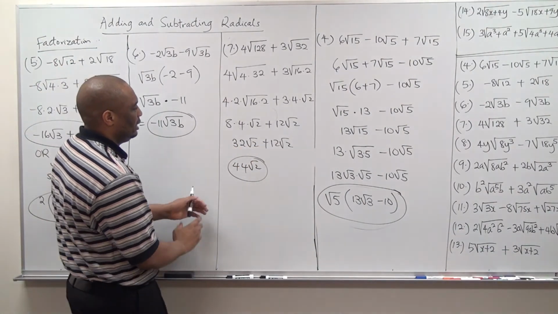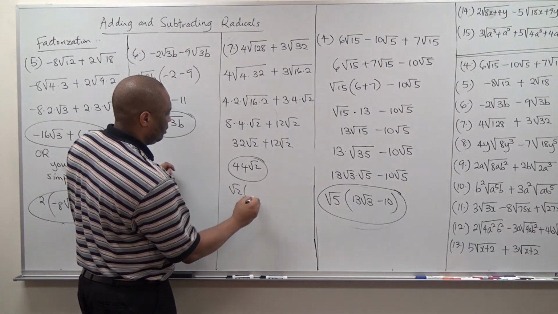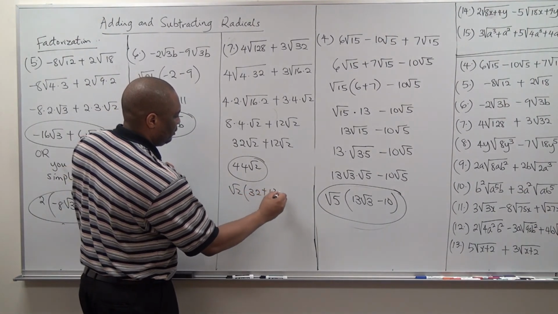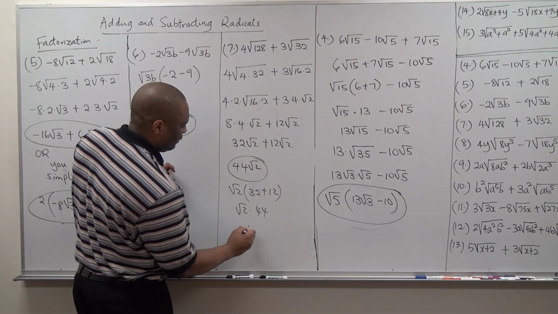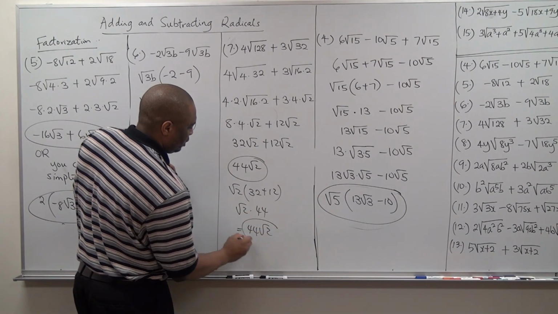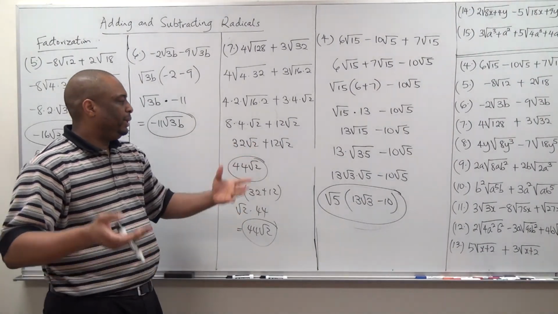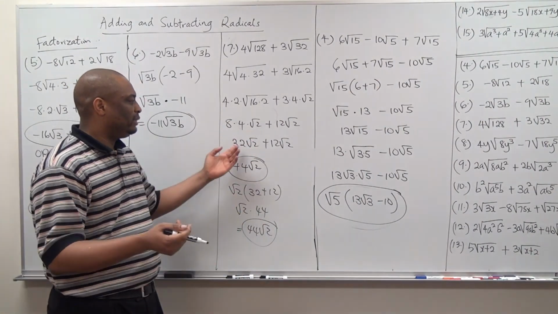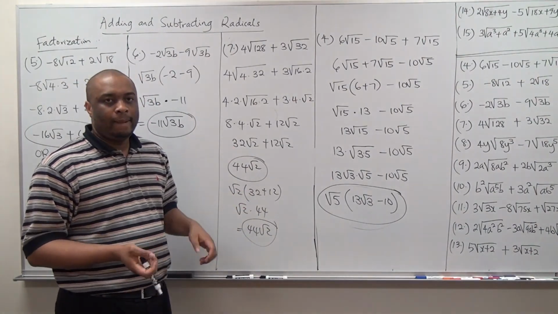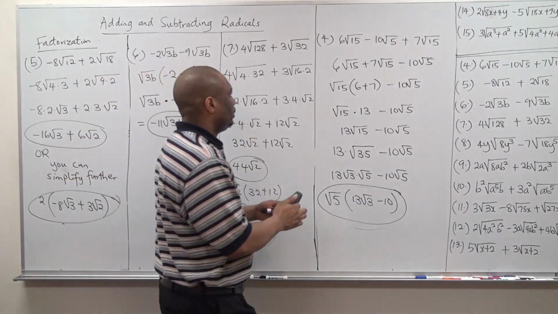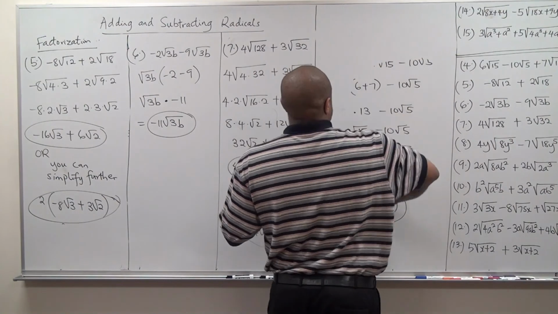How did I get this? Square root of 2 is common, and you have 32 plus 12. And that is square root of 2 times 44. And that is 44 square root of 2. Or you can just say square root of 2 to be your pen. Okay, 32 pence plus 12 pence. 44 pence. Yeah. Okay, number 8.